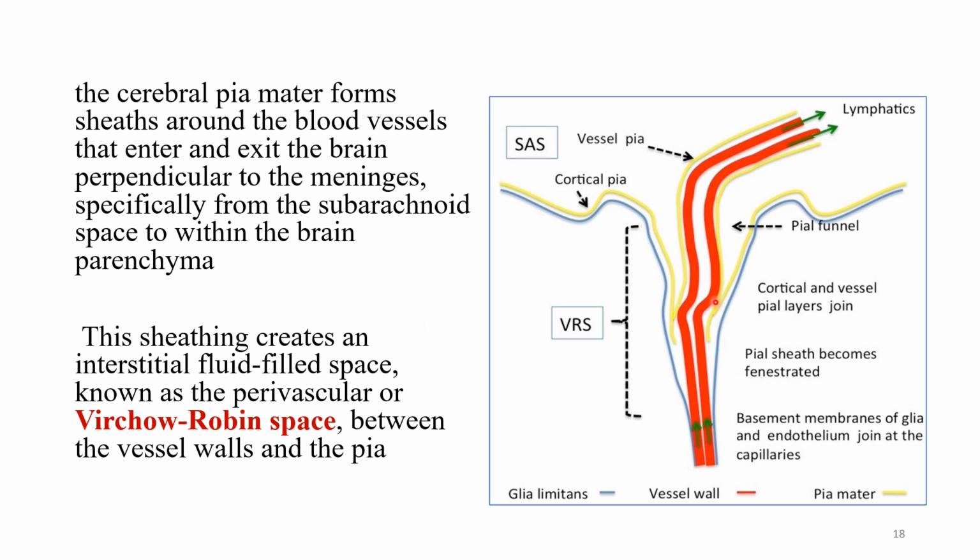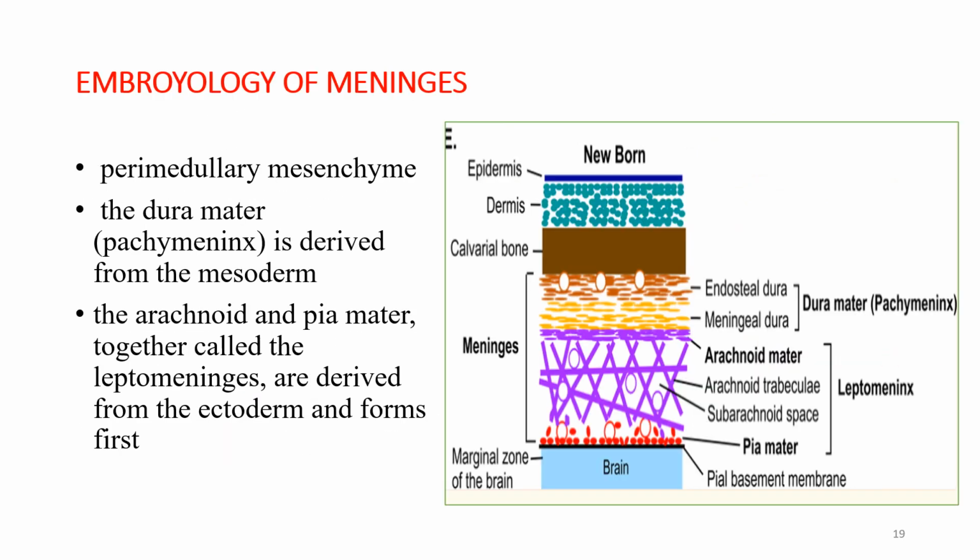So, this is the vessel. This is the vessel pia. This is the cortical pia. This cortical and vessel pia layers will be joined, forming some space called the Virchow-Robin space. So, we have seen the three meninges of the brain and potential spaces.